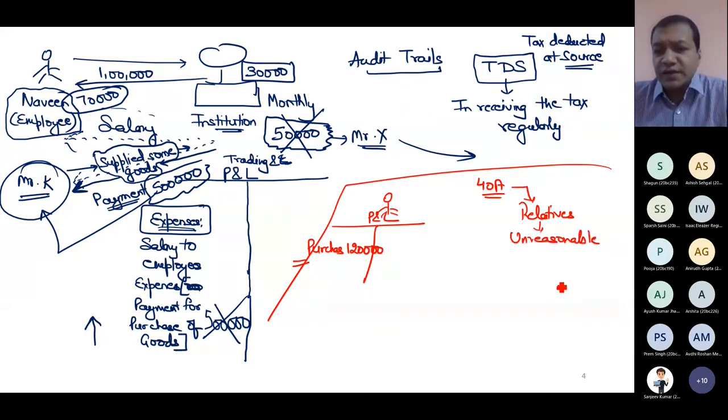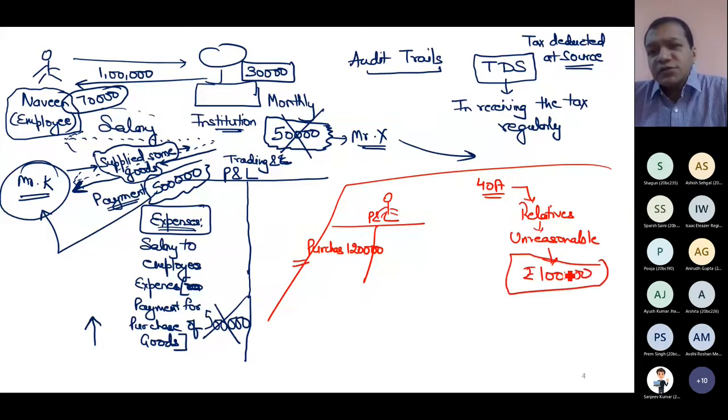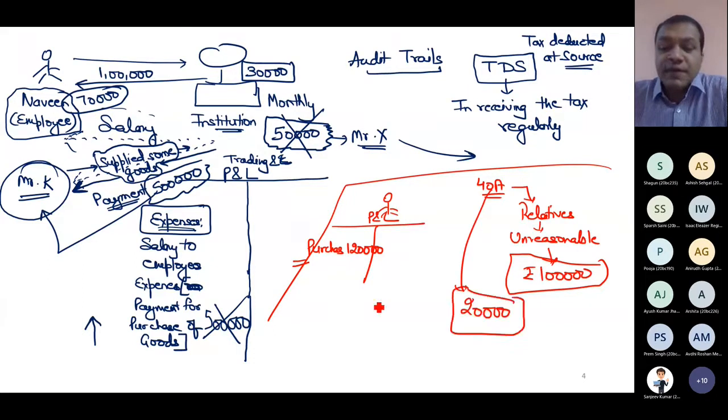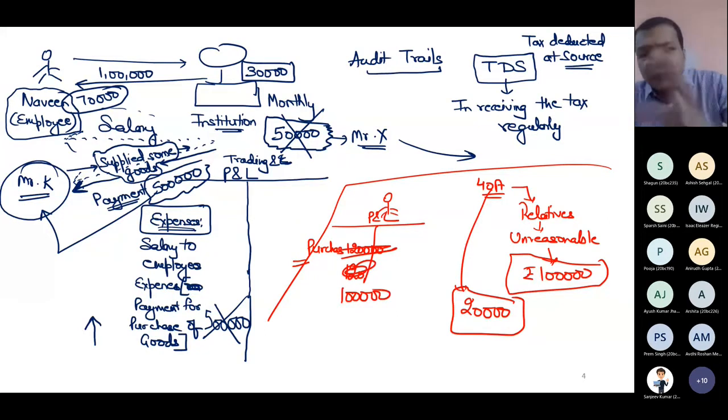That is another course of study. Suppose in the market the same product is available at 1 lakh, then why are you paying 1,20,000? So then 40 clause A says that the extra 20,000 paid is invalid. So what I will do, I will prepare a new P&L account and I will not show 1,20,000, I will show 1 lakh rupees. These are the provisions of the Income Tax Act.